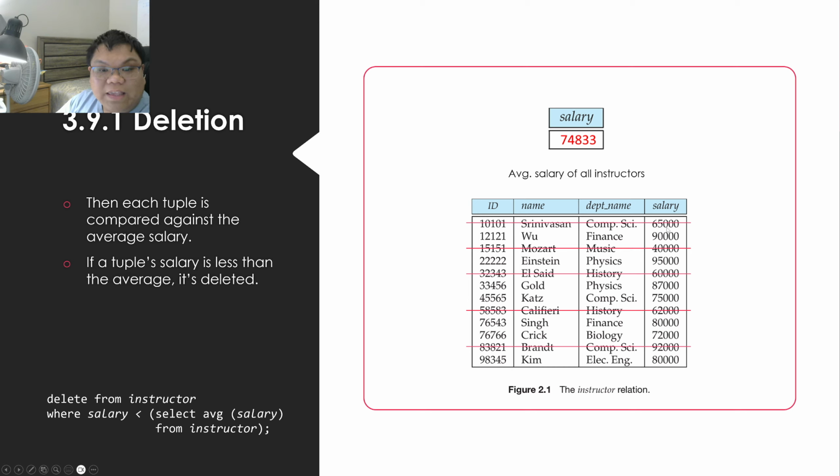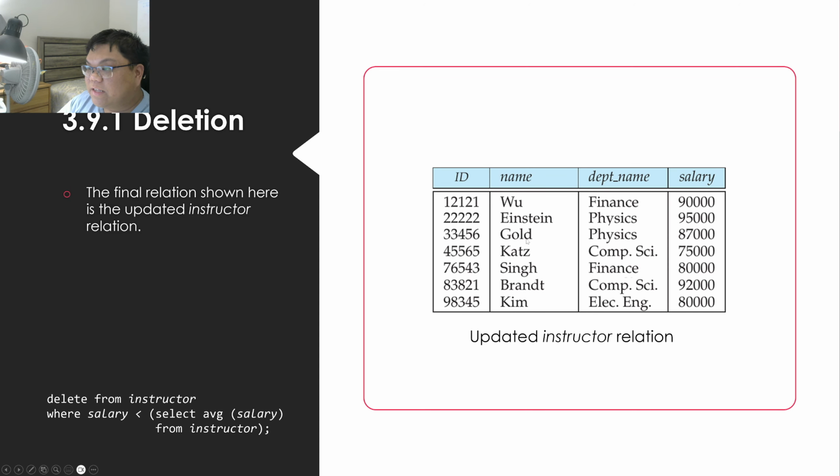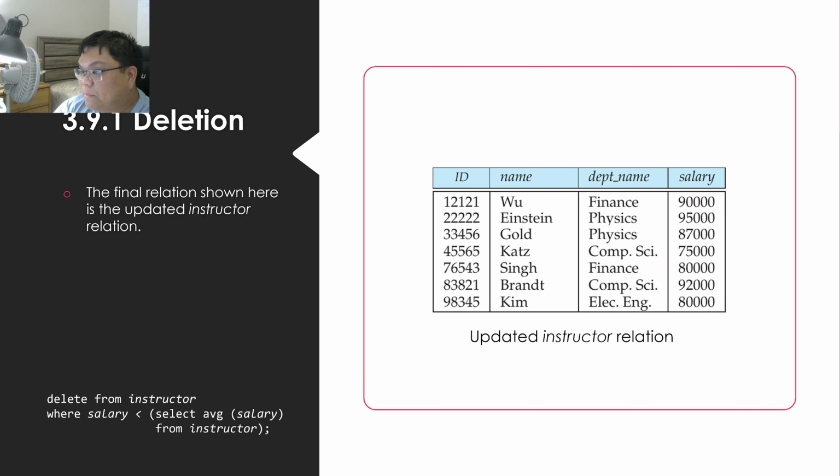Right now, on the slide the wrong tuples have been crossed out. So really, it should be the ones that are not crossed out that should be crossed out. But the result is this. So this is the table of instructors, but we removed everyone whose salary is less than 74,833.